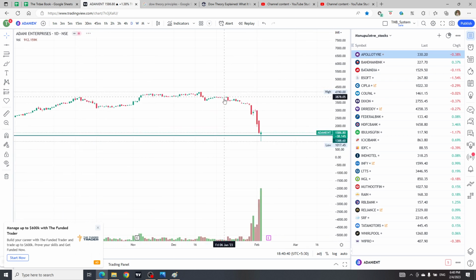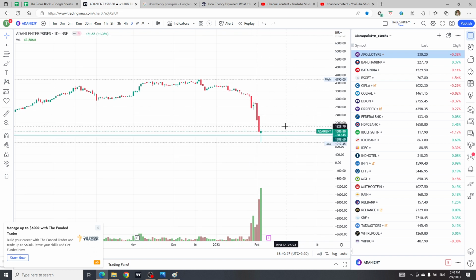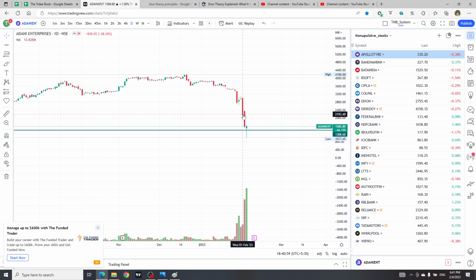In this stock I see some anomalies. If we go to the daily time frame, here the price has a 28% fall. For the 28% fall, volumes are very less. Here, the same 28%, volumes are very high. What it is saying is, when people are trying to sell here, buyers are very less.